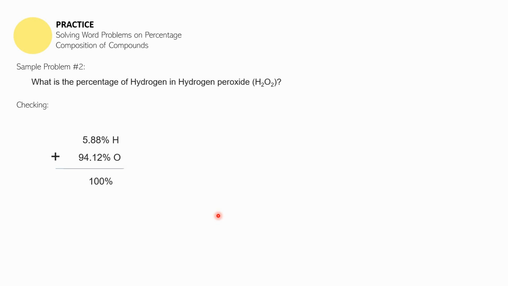Now, for the last sample problem, I will be giving you greater autonomy. You have to solve for the percentage of sulfur in iron 2 sulfate, which is FeSO4. So just like the first sample problem, this sample problem is comprised of 3 elements. So medyo mas tricky siya compared sa hydrogen peroxide. Okay, so I'll give you time to solve for this. If you need more time, you can just pause this video.